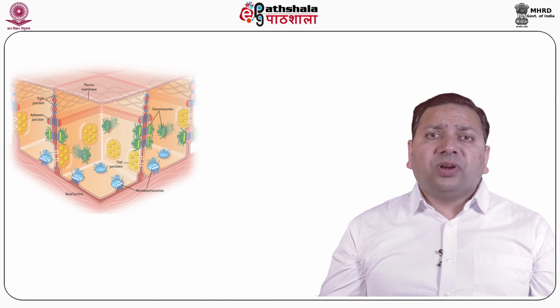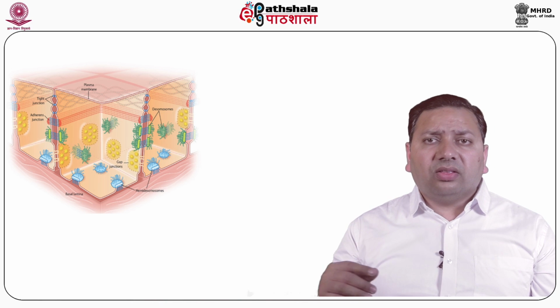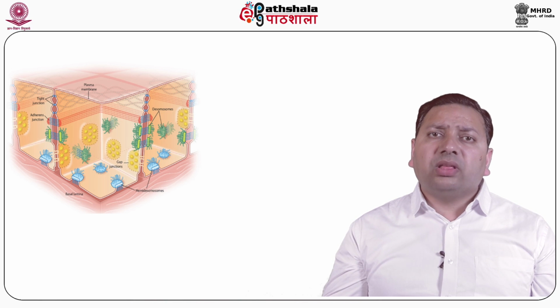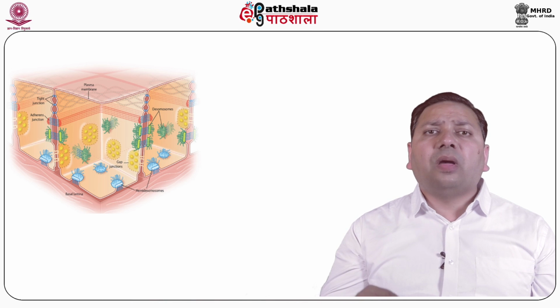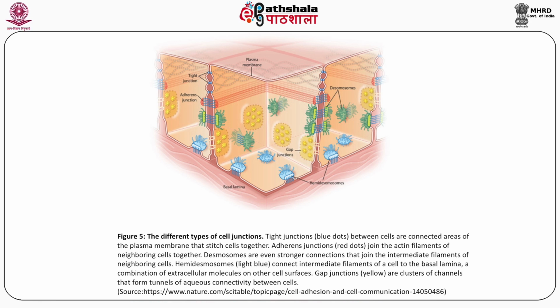There are different types of cell junctions present, which either link cell to cell together or link cells to the basal lamina, and this is shown in this figure. There are different types of cell junctions which are shown either linking individual cells together or linking cells to the basal lamina.